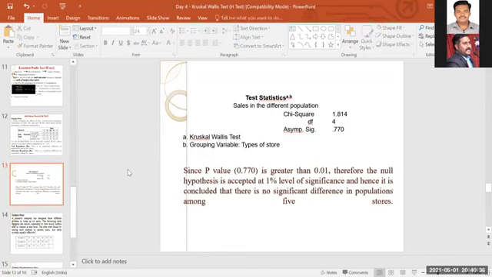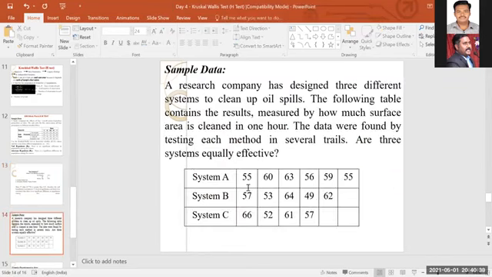With this, there is another sample data. This is a data of 3 factors. They identified the data about oil spills, how much percentage of oil spills in each and every system. System A, 555, 60, like that. For every 1 hour they collected information, and based on it they are asking which system is effective. Is there any significant difference, or are the systems effective or ineffective?